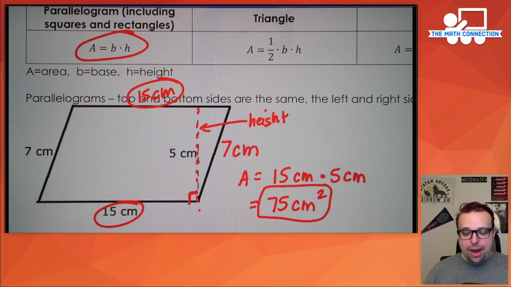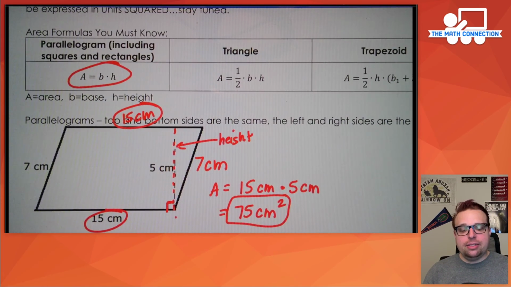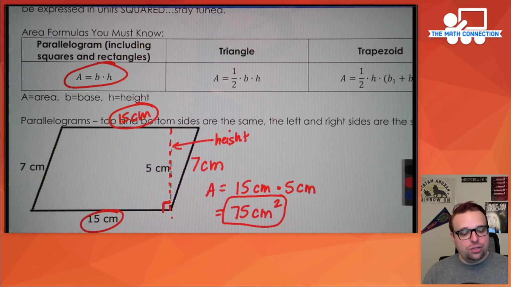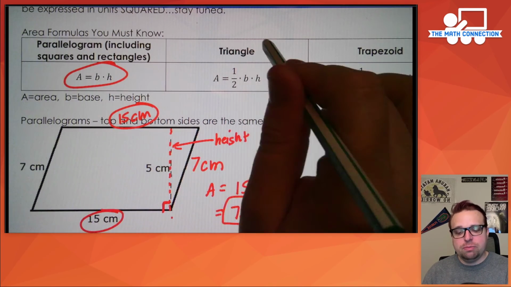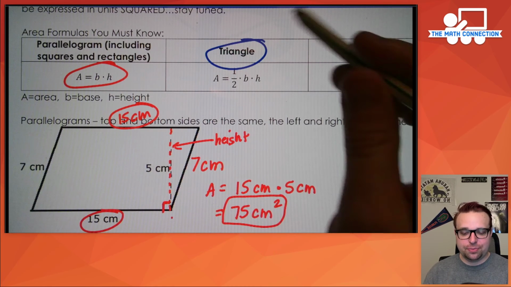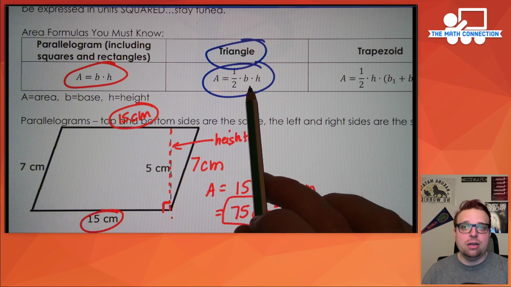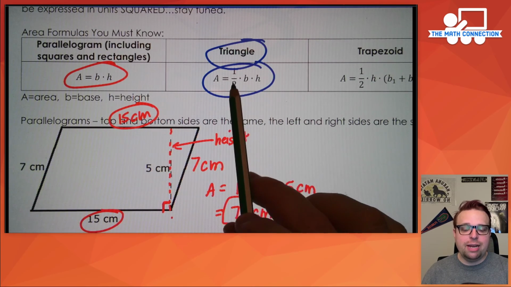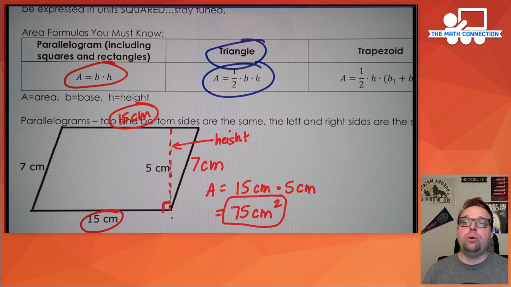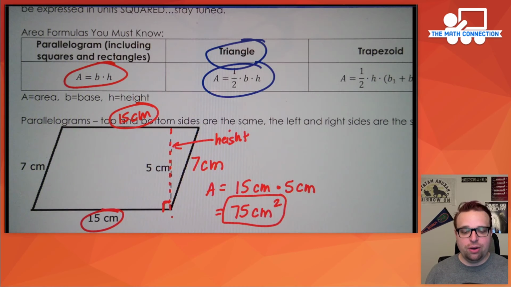All right, the next piece we're going to talk about is triangles. Let's switch colors. We're going to use blue to talk about triangles. The formula for the area of a triangle is very, very close to the formula of a parallelogram. It's still the base times the height, but that's also being multiplied by 1/2. So whatever the base and the height come out to be, you just cut that in 2, and that is the area of your triangle.